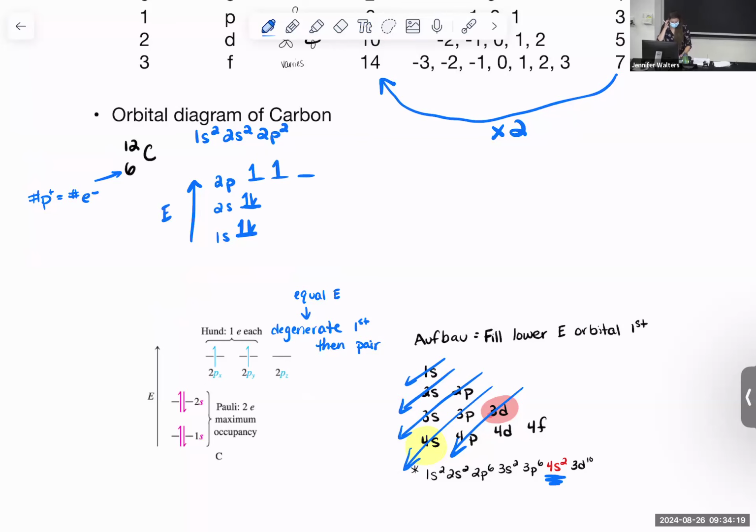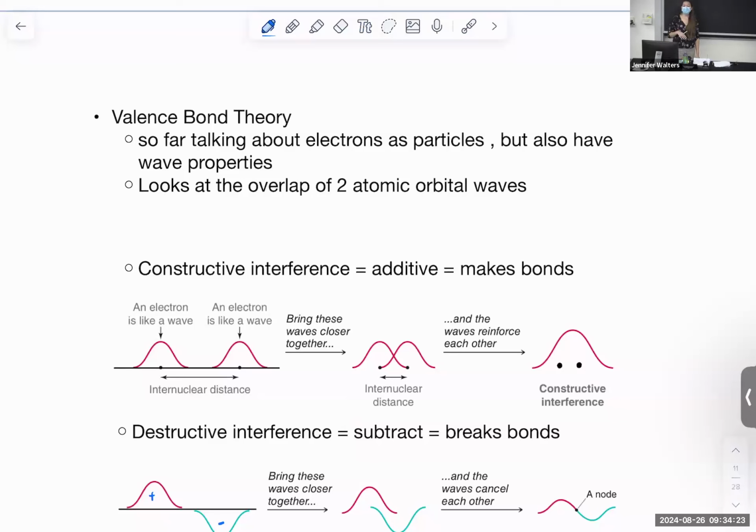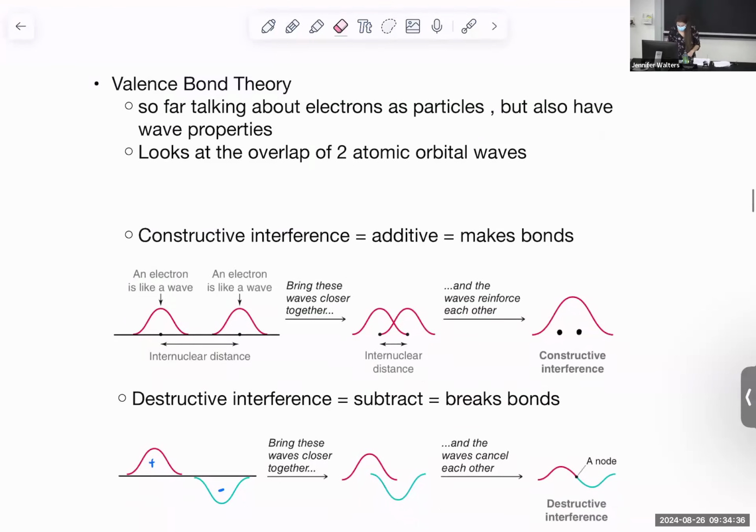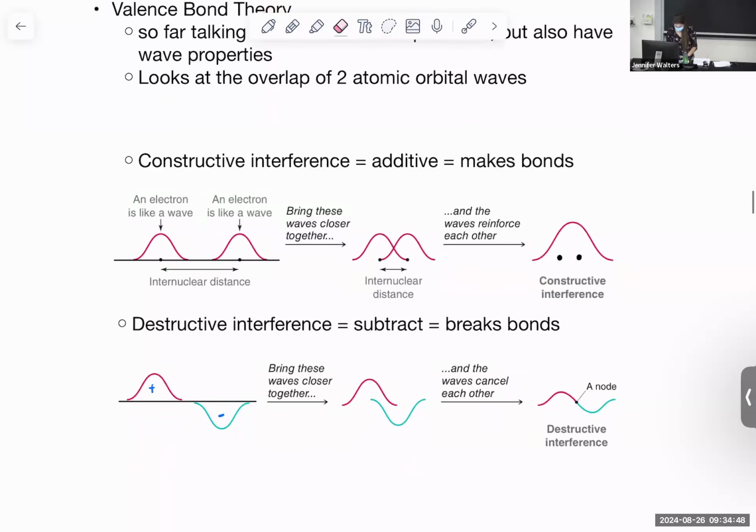For our molecules, we need to build up better theories. Atomic orbitals are great, but they only talk about our electrons as particles, and they're not acknowledging the fact that they also behave as waves. So when we look at the overlap of 2 atomic orbitals, we have to acknowledge that these wave behaviors can be either constructive, adding together, or destructive, subtracting from each other.